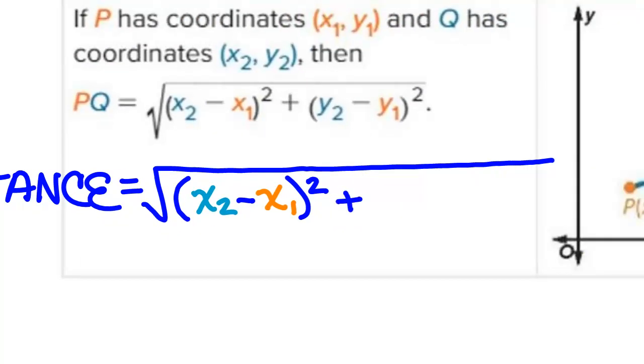And then we have plus another set of parentheses, and now we're going to do the exact same thing, but with the y parts of the ordered pairs instead of the x parts. So then we have y2 minus y1. Close the parentheses and square it.